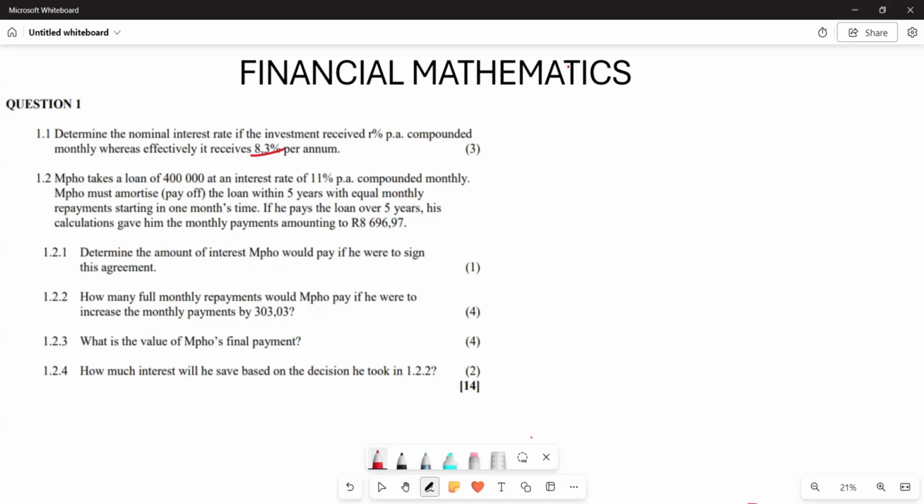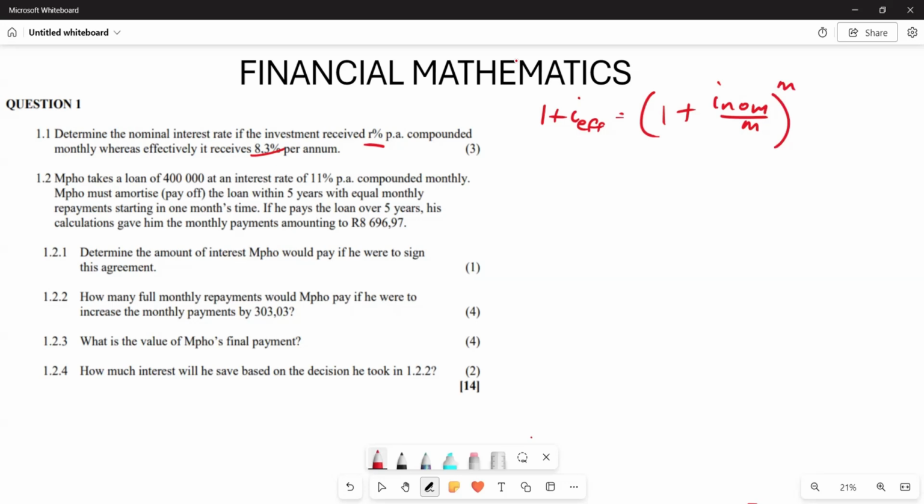Now they say determine the nominal interest rate if the investment receives R percent per annum compounded monthly, whereas the effective rate it receives is 8.3% per annum. Remember, we have only one formula that helps us to calculate the nominal or the effective. This is going to be 1 plus i effective is equal to 1 plus i nominal divided by m, closed brackets to the power of m.